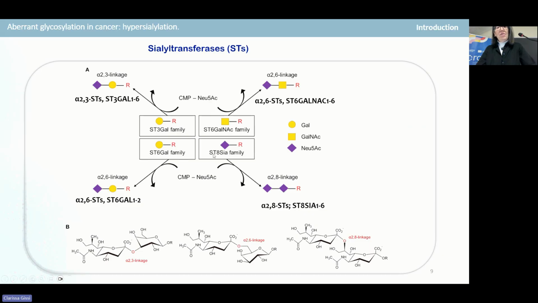And finally, there is this ST8SIA family, that transfers sialic acid to another existing sialic acid. We will focus mainly here on this family because this family is the one that is responsible for the synthesis of sialyl-Lewis X and sialyl-Lewis A antigens.